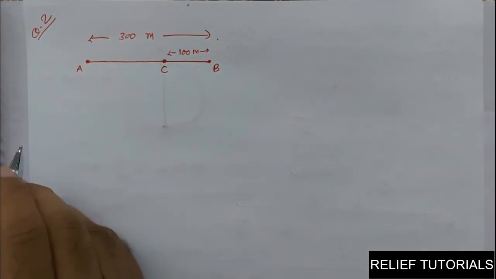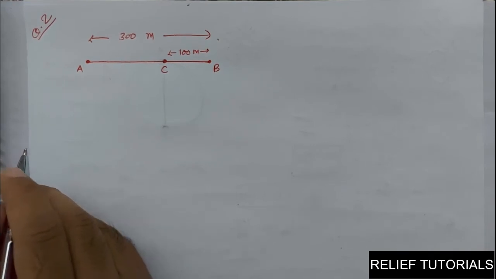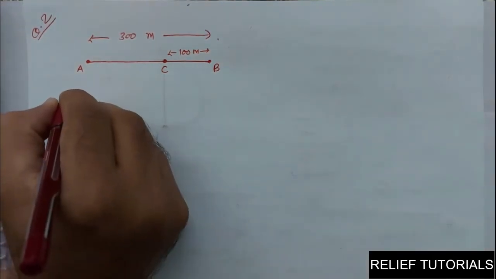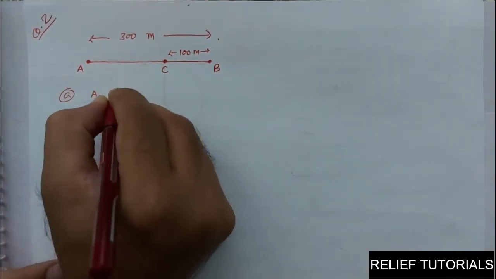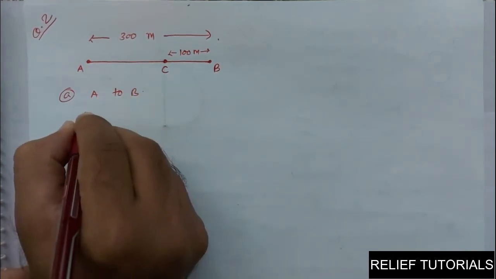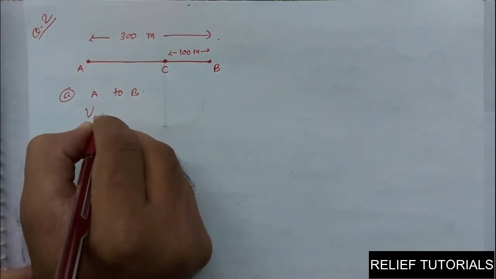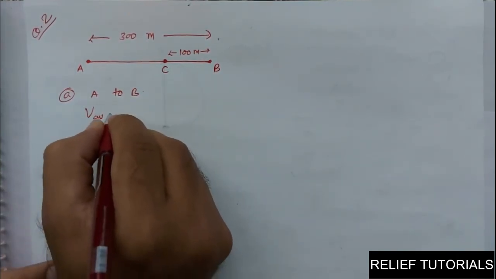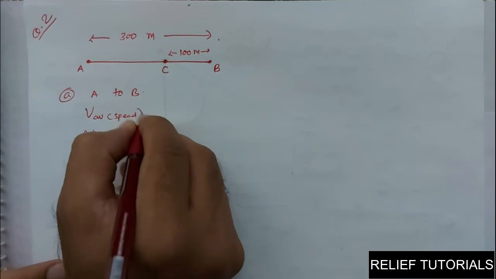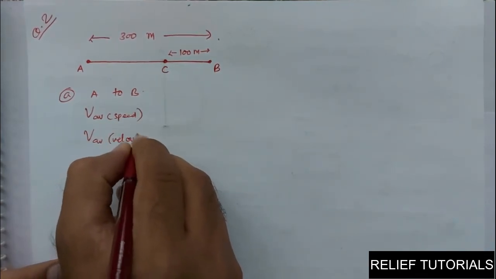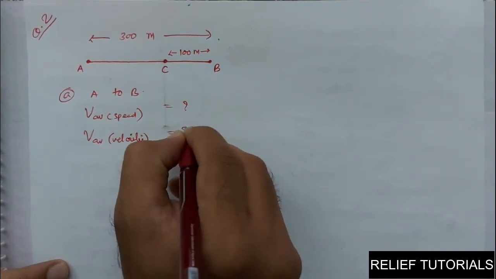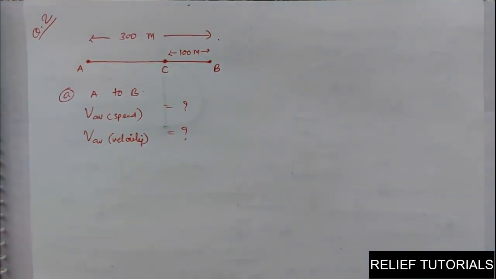Now the question is, what are the average speeds and average velocities in jogging from A to B and from A to C? The two cases are there. First case is from A to B, and in that case you have to find average speed and average velocity, both. Now what do you mean by average speed? Average speed means total distance upon total time.